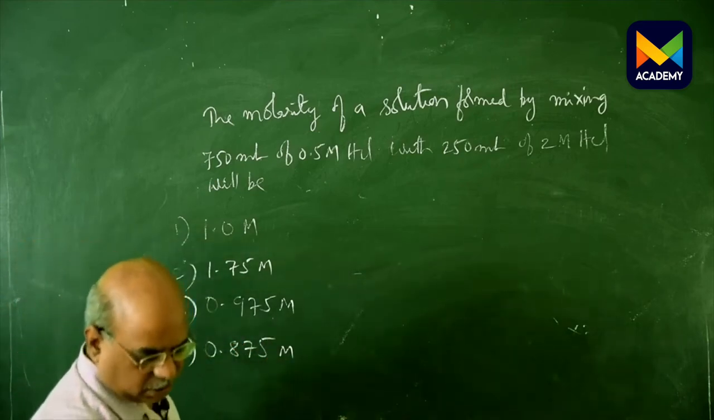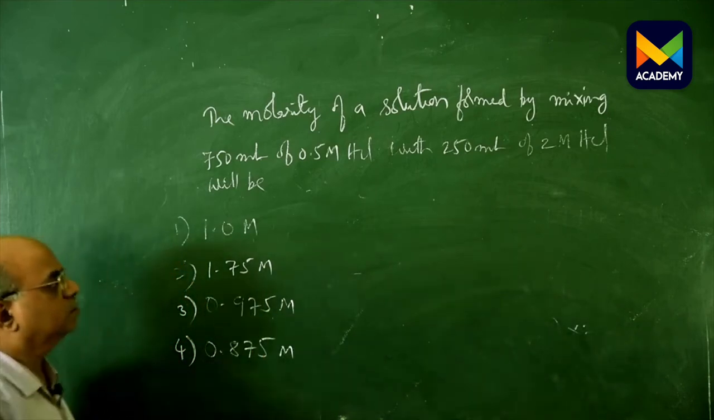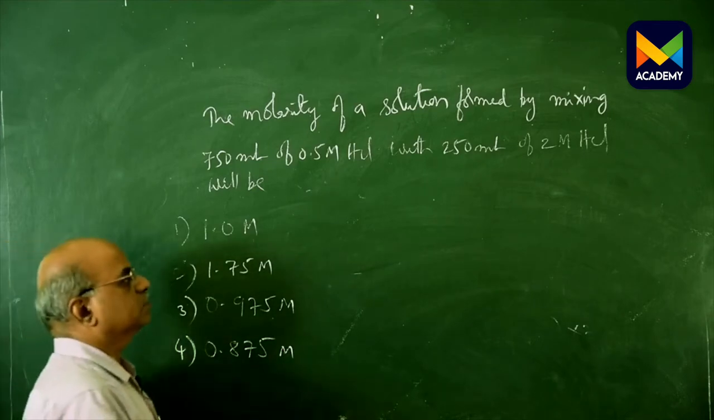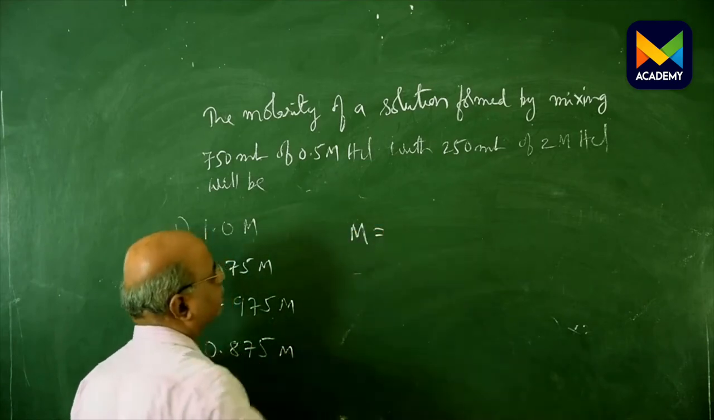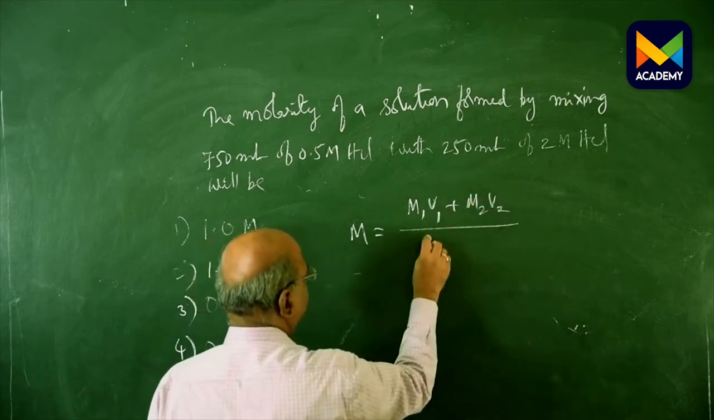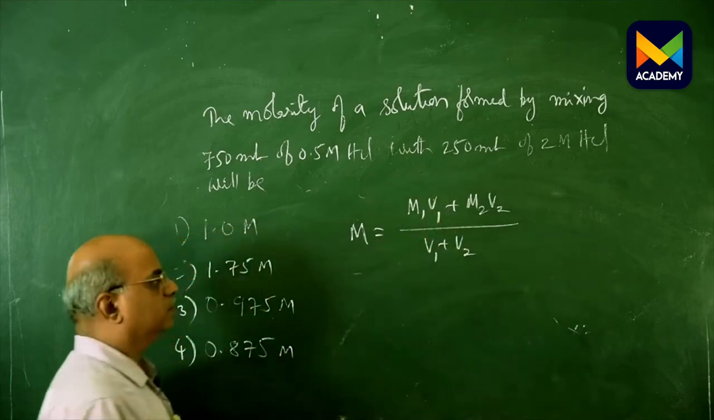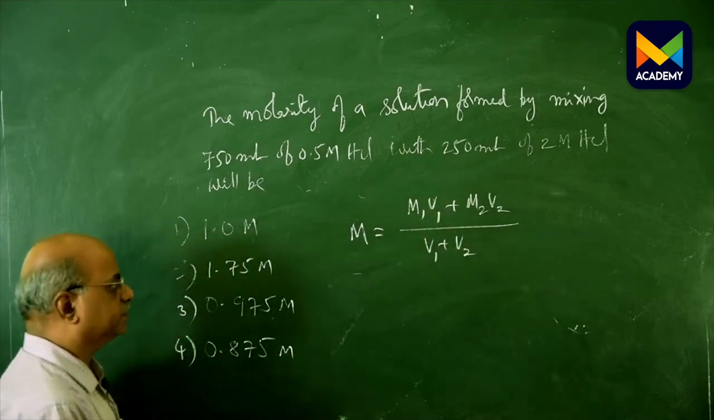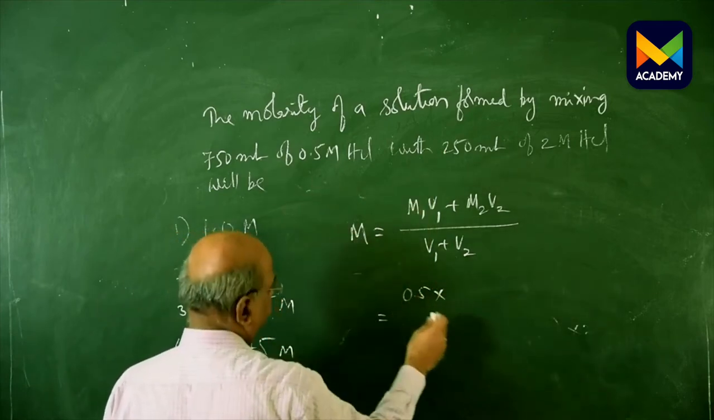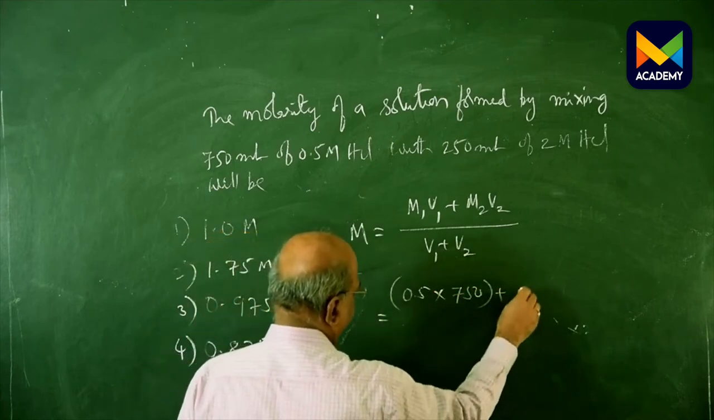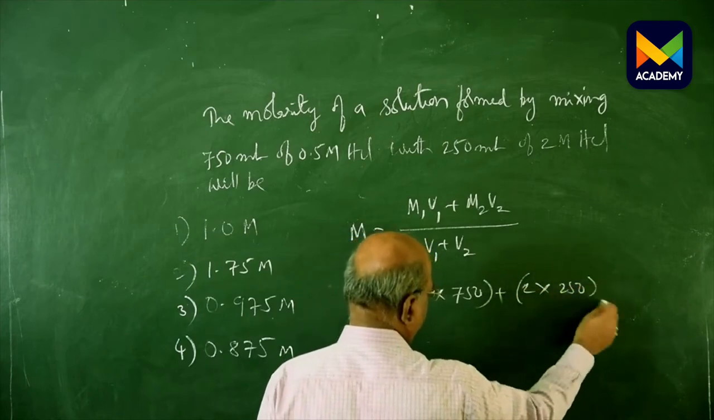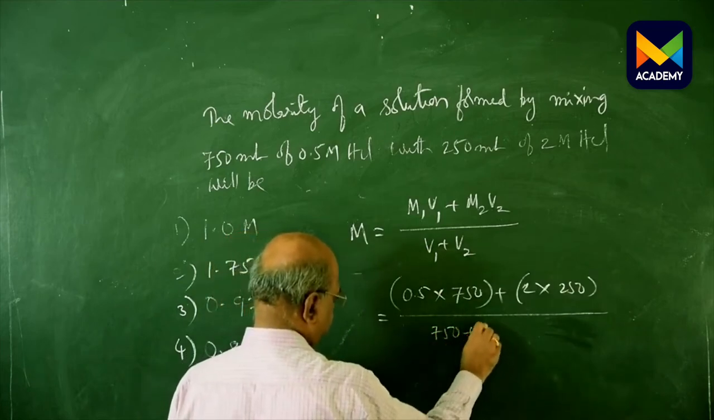0.875 M. We know that when two or more different solutions of the same solute are mixed in different volumes and different molarities, average we have to take. So that average formula is M is equal to M1 V1 plus M2 V2 by V1 plus V2, or whatever final volume, if some water is also added, that final volume you can write in the denominator. So the first molarity is 0.5 and its volume is 750, plus the second molarity is 2 and its volume is 250, final 750 plus 250.